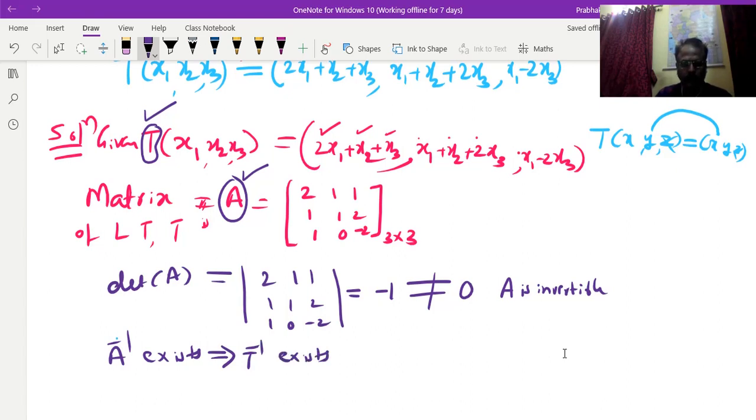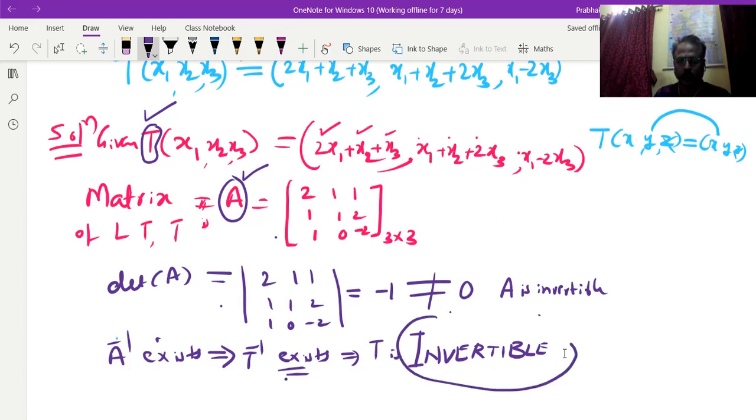So then we are answering the question that this implies T is invertible. The first question we answered, how did we answer? Very simple: find the matrix of the linear transformation. The determinant of A, you can use calculators also, is not equal to 0. A is invertible means A inverse exists, means T inverse exists, means T is invertible.